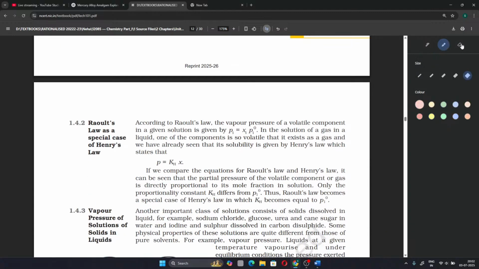Okay, that is a statement. Raoult's law acts as a special case of Henry's law.